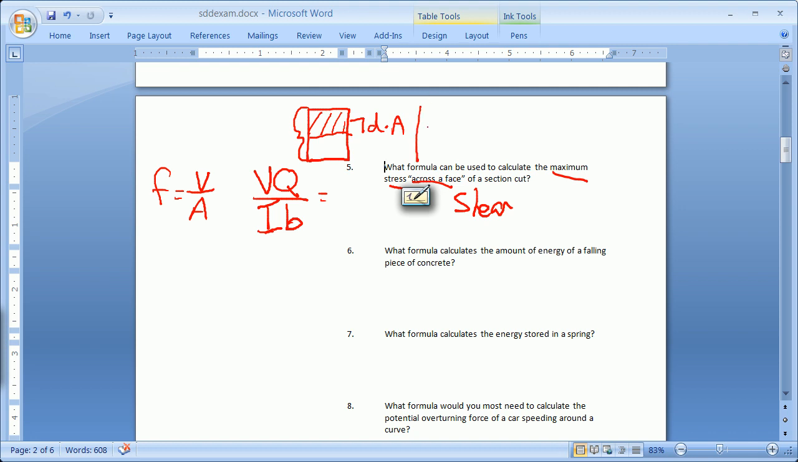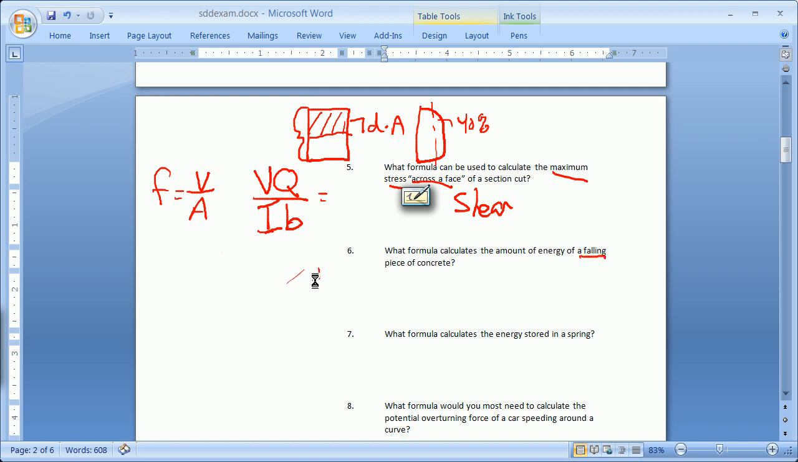If I looked at it in profile, you've got no shear along the sides, maximum shear at the middle, and on the average we calculate 40% is what we use. So that one's VQ over IB. What formula calculates the amount of energy of a falling piece of concrete?